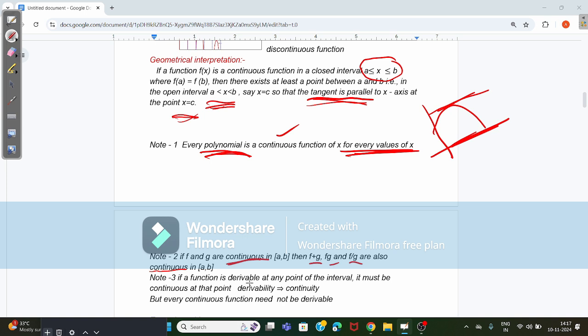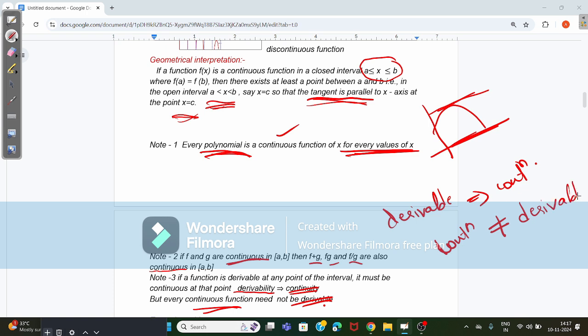If a function is derivable at any point of the interval, it must be continuous at that point. Derivability implies continuity, but every continuous function need not be derivable. Proving continuity does not mean it is derivable.